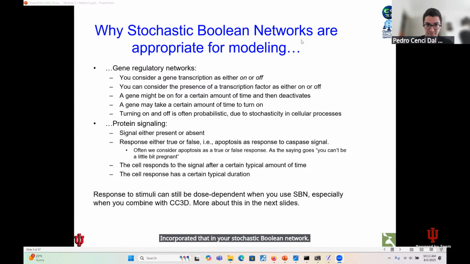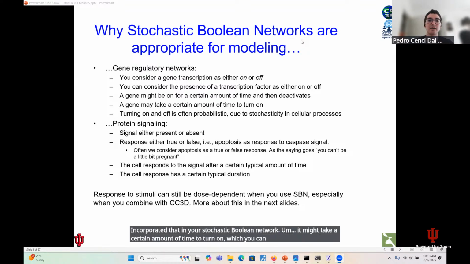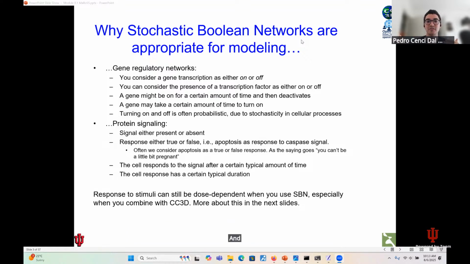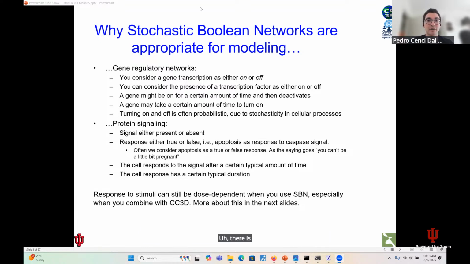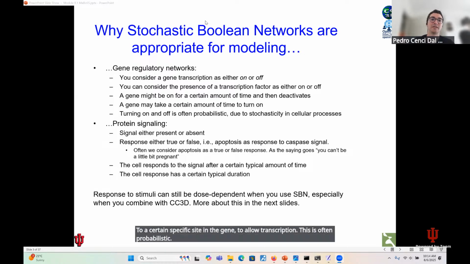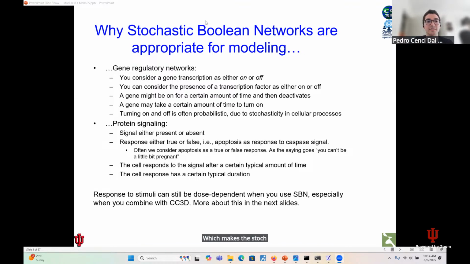It might take a certain amount of time to turn on, which you can set, and turning on or off is often probabilistic due to stochasticity in cellular processes. So for example, if you have only a few molecules of a certain transcription factor, there is a probability that they bind to the gene location, to a certain specific site in the gene to allow transcription. This is often probabilistic, which makes the stochastic Boolean networks appropriate.